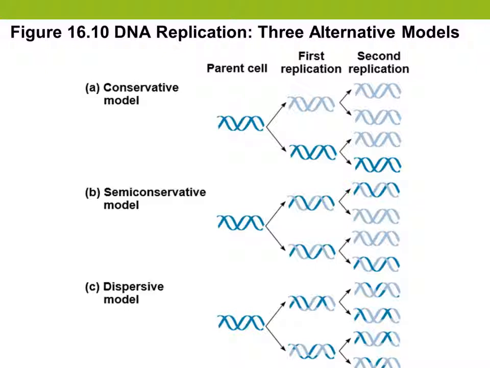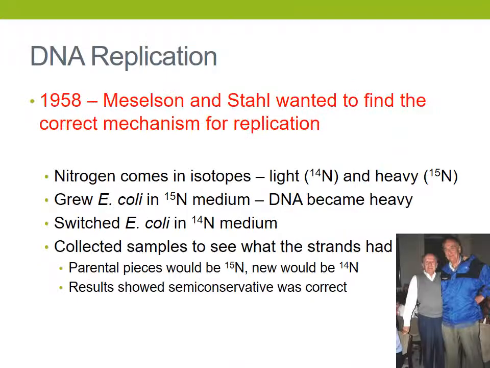Okay, so just in a picture, this is what some differences of the conservative, semi-conservative, and dispersive models look like. So in conservative, you're kind of keeping the parental strands and conserving them so that they're intact. In semi-conservative, you're going to use one strand and keep one strand and make one new strand. And dispersive is just a mess, a little bit of both things. So what we actually are going to see is, like I said, it's a semi-conservative type of DNA replication.